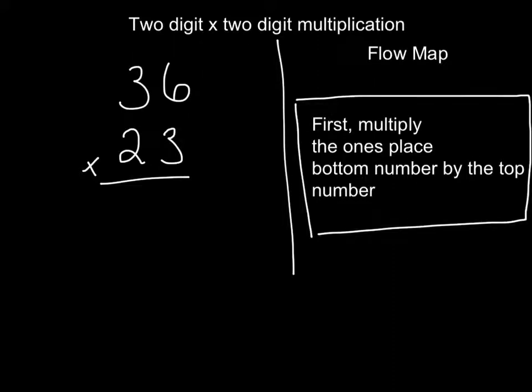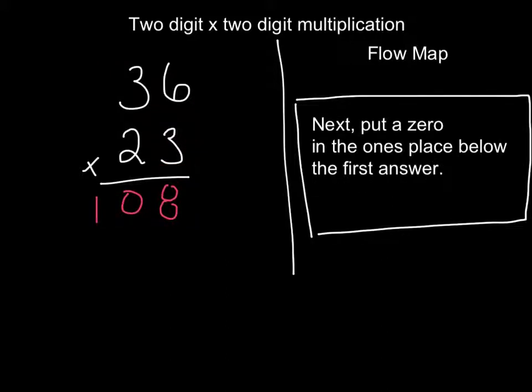So the first step is to multiply the ones place bottom number, in our case the 3, by the top number, which is 36. So let's do that. 3 times 6 gives us 18. We have an 8, carry the 1 to the tens place. Then we have 3 times 3 plus the 1 above, which gives us 10. I'll give you some time here to copy the flow map down.